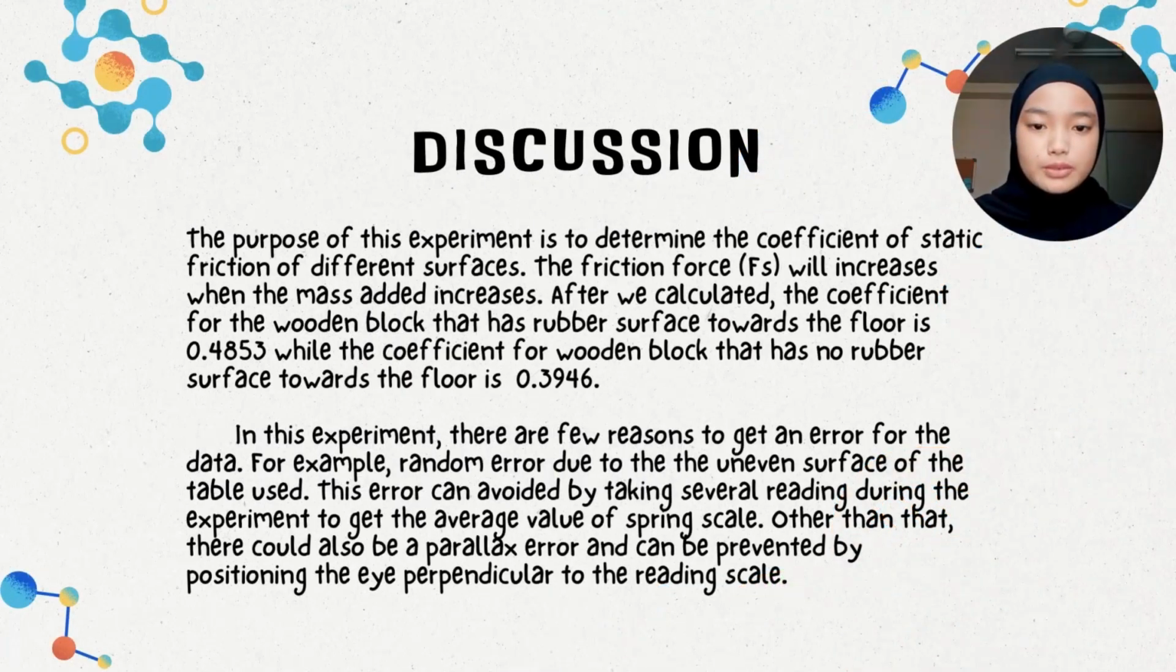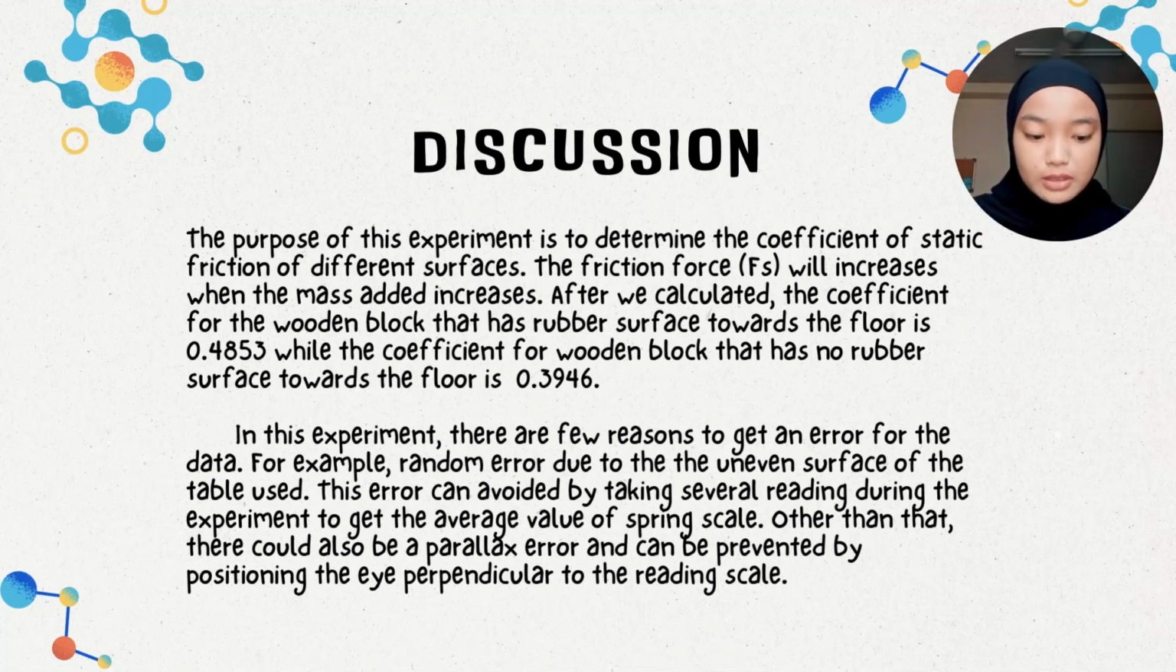The purpose of the experiment is to determine the coefficient of static friction of different surfaces. The friction force increases when the mass added increases. After evaluation, the coefficient for the wooden block that has the rubber surface toward the floor is 0.4853, while the coefficient for the wooden block that has no rubber surface toward the floor is 0.3946.